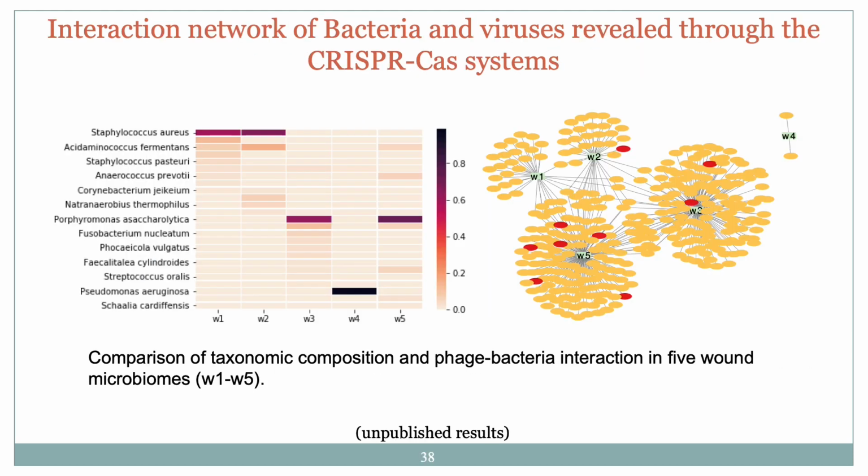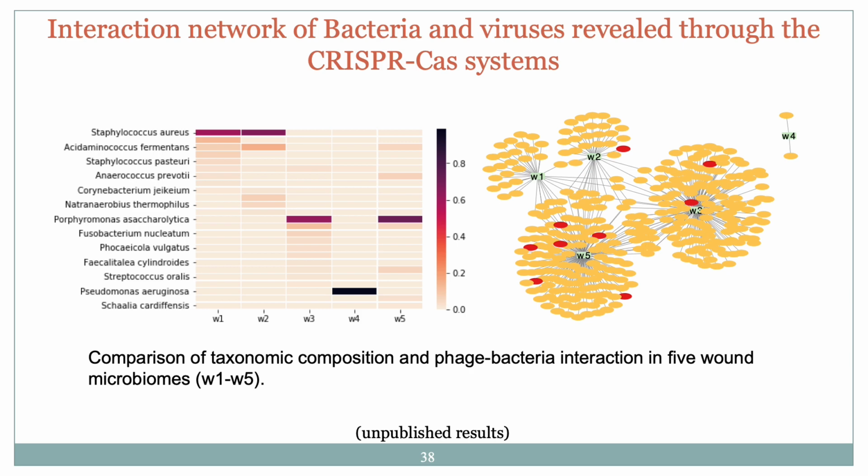We can use spacers found in CRISPR arrays to identify potential invaders of the various bacterial species in a microbiome. As an example, in this work, we analyzed 5 water microbiomes. We characterized the species composition of the water microbiomes using shotgun metagenomic sequences, and the plot on the left shows the species composition of the 5 water microbiomes.